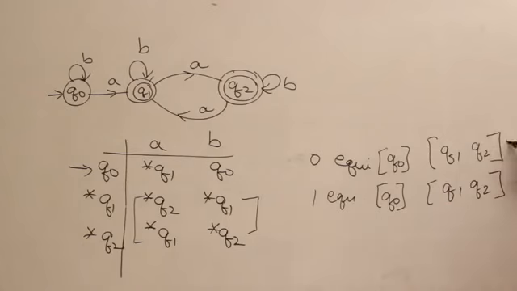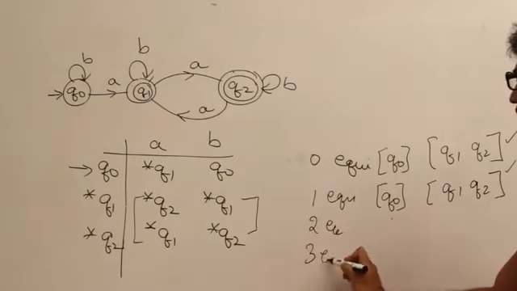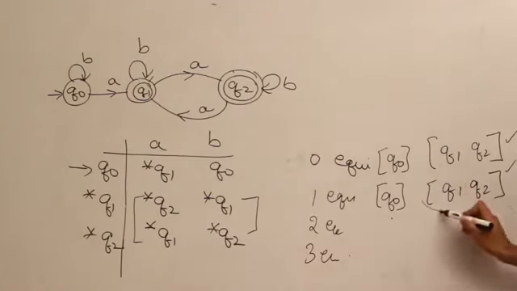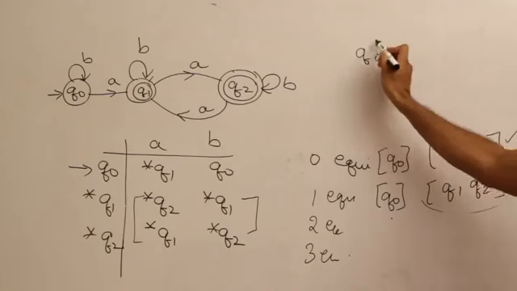So if there are two adjacent equivalences which are the same, then you can stop there. Even if you go to 2 equivalent, you will get the same. Even if you go to 3 equivalent, you will get the same, which means Q1 and Q2 have to be the same state. Now the answer looks like this.